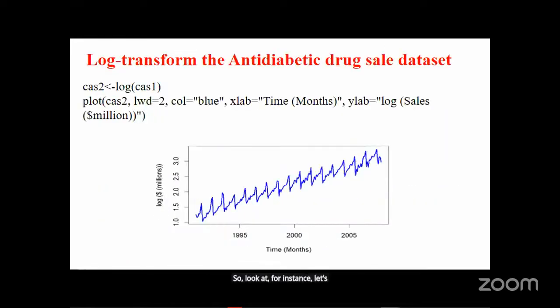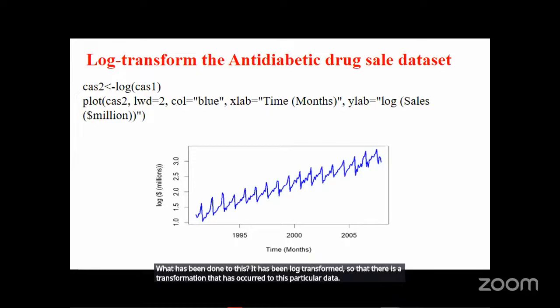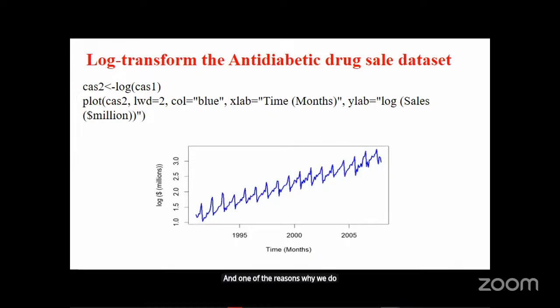So let's look at this particular time series data. This has been transformed. What has been done to this? It has been log transformed. So there's a transformation that has occurred to this particular data. And one of the reasons why we do transformation is to see whether, if we transform the data, we can observe the property of stationarity. Will it be stationary?